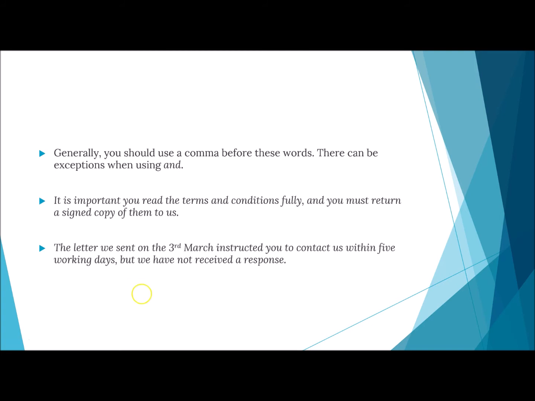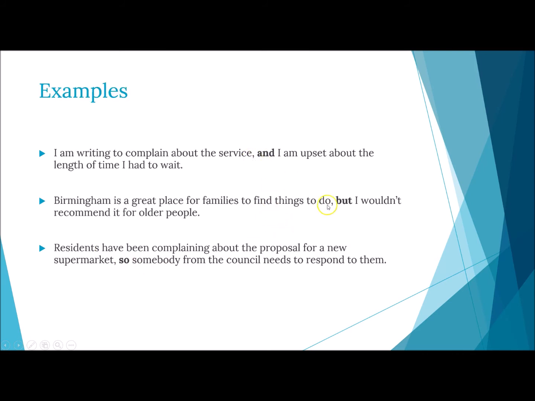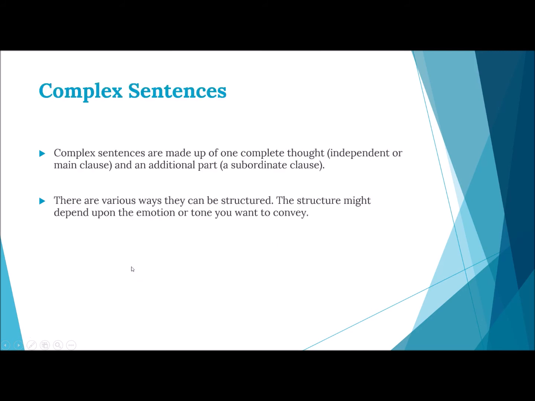So let's just check our use of commas here. It's important that you read the terms and conditions fully, and you must return a signed copy of them to us. So we're using the comma before and. The letter we sent on the 3rd of March instructed you to contact us within 5 working days, but we have not received a response. So we've used our commas here, and as you can see on the previous examples, commas before all of those conjunctions. So that was compound sentences.